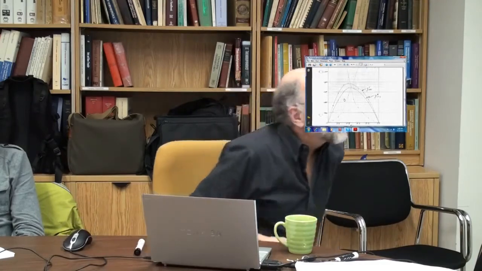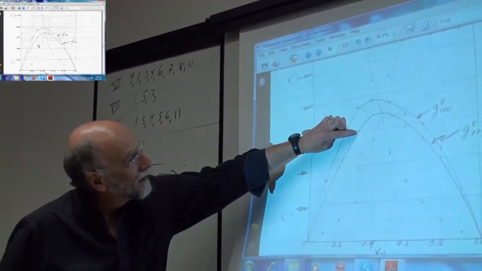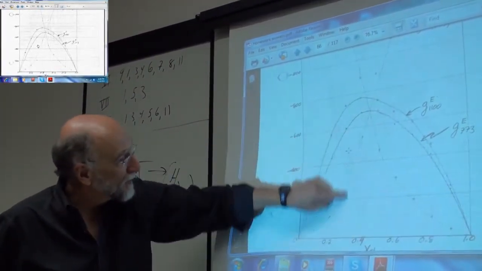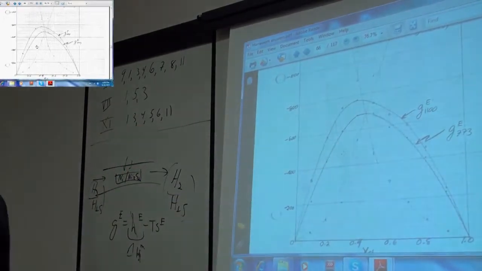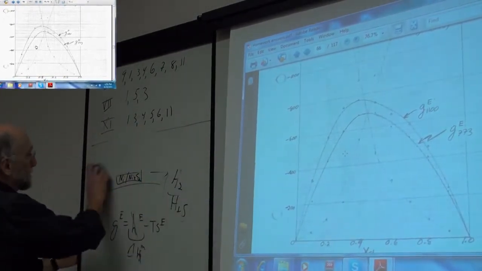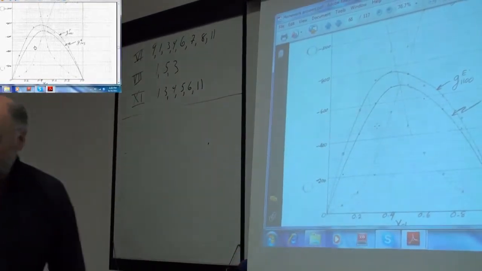Okay, this was GXS here. This was GXS at 773, that curve here. And if you want to calculate the partial GXS, the partial excess Gibbs energies at whatever composition, you draw the tangent to the curve and extrapolate it to the axes.